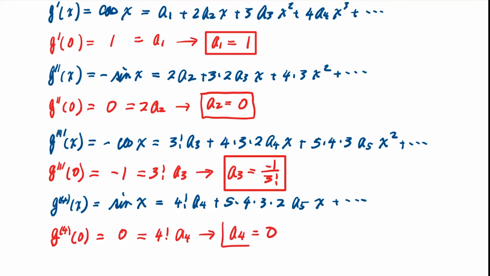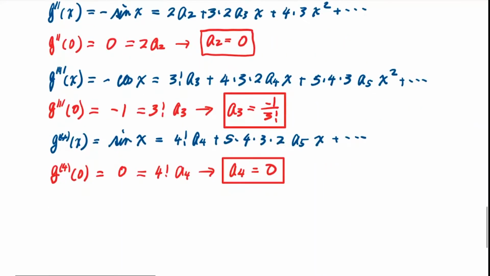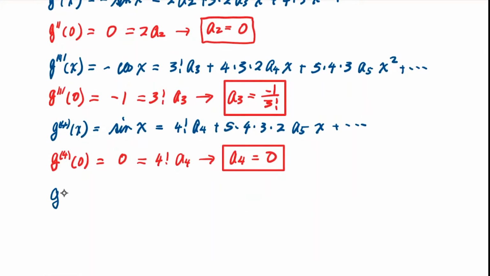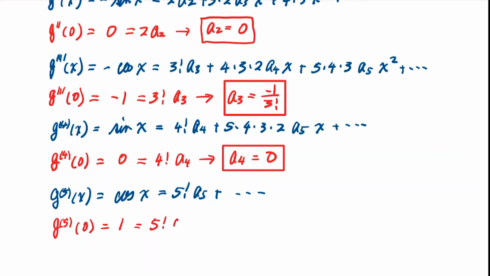Okay, that didn't really work. Okay, I guess we're forced to do one more to see the pattern, eh? The 5th derivative of x. This is back to cosine, and I have 5 factorial a5 plus dot dot dot. And once I plug in 0, this gives me 1, so we're getting something. 5 factorial a5. So that tells you a5 is equal to positive 1 over 5 factorial.